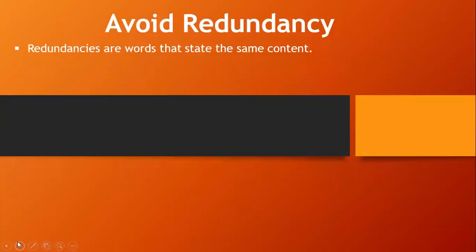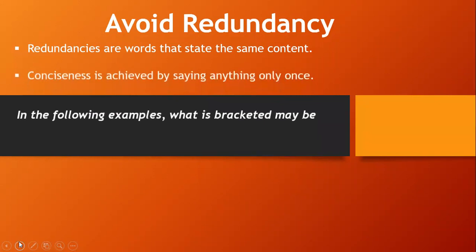So redundancies, all right? And you just use the redundancies. I mean, needless to say, those are redundancies. Why do people say it when it already means you don't have to say it, right? Redundancies are words that state the same content all the time. So conciseness is achieved by saying anything only once. That's what we want in technical writing, to be as concise as possible.